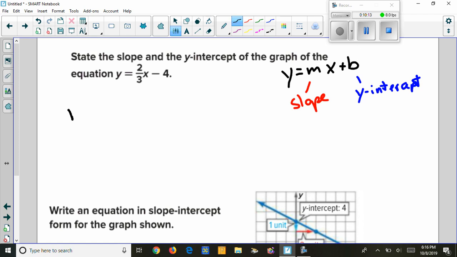So looking over here, m, which is the piece attached to the x, is 2/3. And then my b, my y-intercept, I want to point out that it's -4. The reason why is that if we look back at the equation, it is always plus. In order for it to say -4, that means it added a -4 onto the equation. And when we add a negative, it simply becomes subtraction.